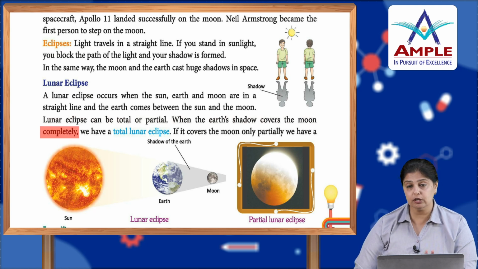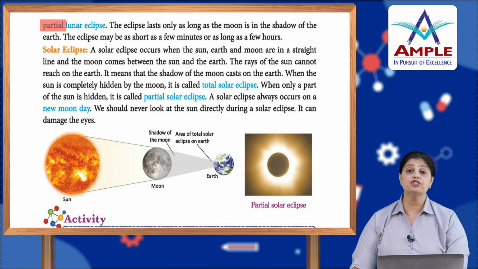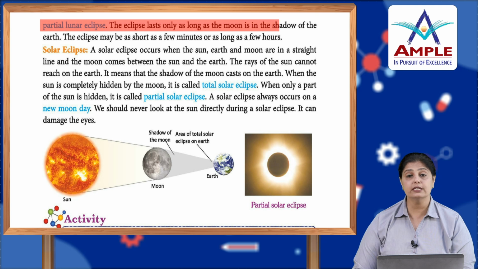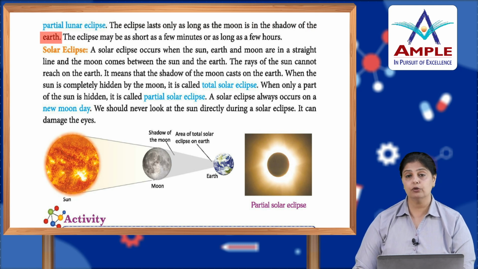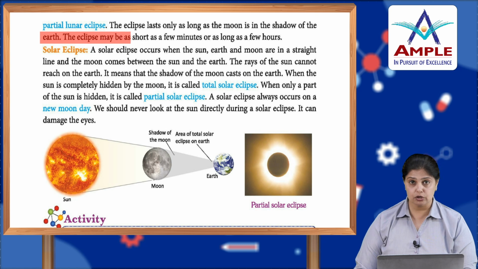So, because Earth is coming in between the sun and the moon, the shadow of the Earth falls on the moon. If it completely covers the moon, then it is a total lunar eclipse. If it covers the moon only partially, only some part of the moon gets covered, then we have a partial lunar eclipse. Now, the eclipse lasts only as long as the moon is in the shadow of the Earth. The eclipse may be as short as a few minutes or as long as a few hours.